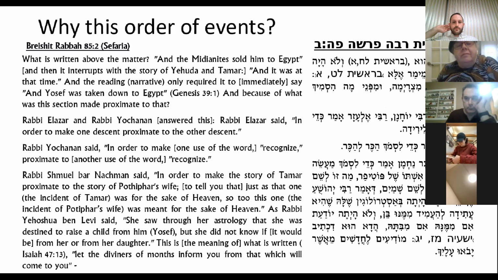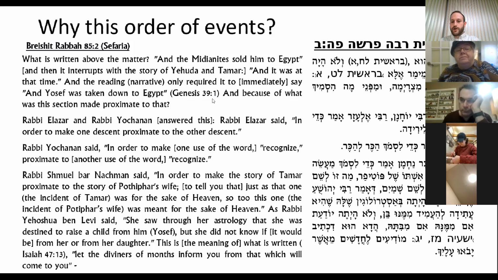Okay, so why this order of events? As far as which pasuk we're trying to figure out why this is. So basically we're starting from Vayeshev. As you see here, we've got Bereshit 38:1 and we've got 39:1. So let's go back again. What's the question here? It says, why is it interrupted?